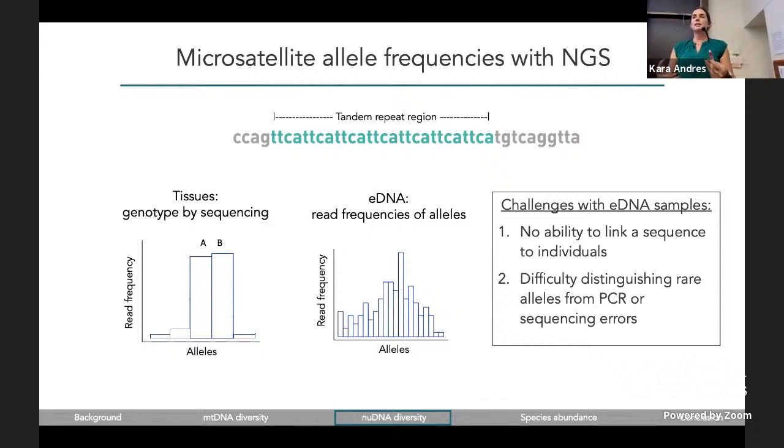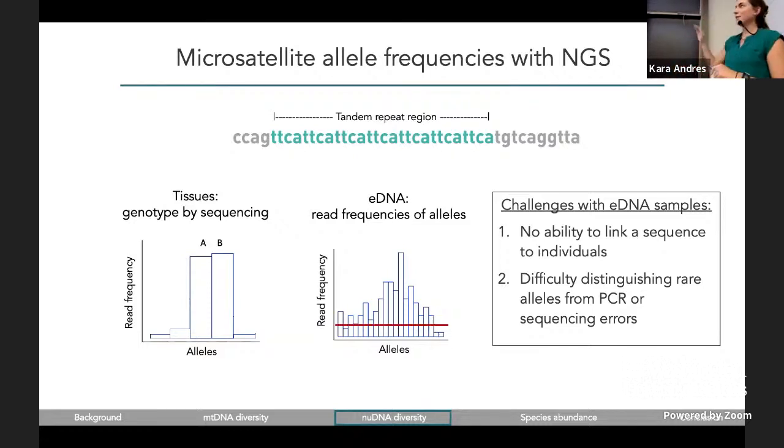We can't link any sequence to any individual. And now we just have a distribution of read frequencies for many alleles. And that could be coming from any number of individuals. And so it becomes really difficult at this point to distinguish rare alleles from things like PCR or sequencing errors or contamination. And so we did develop a pipeline.